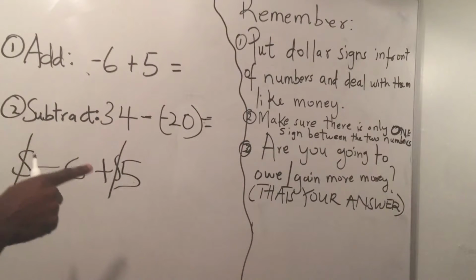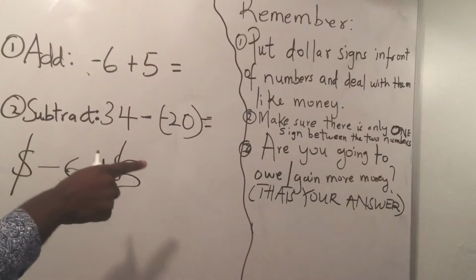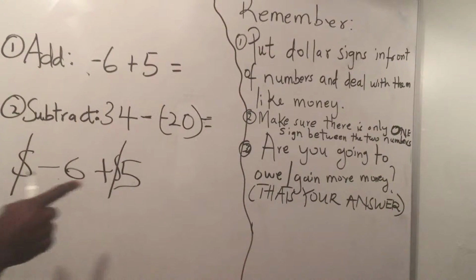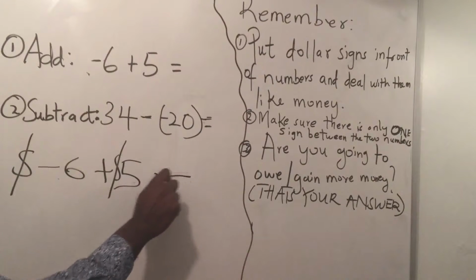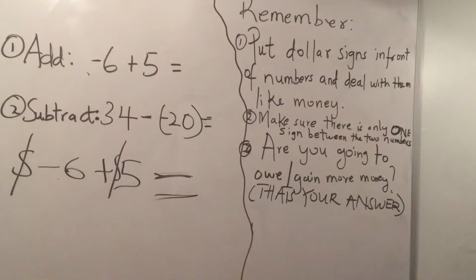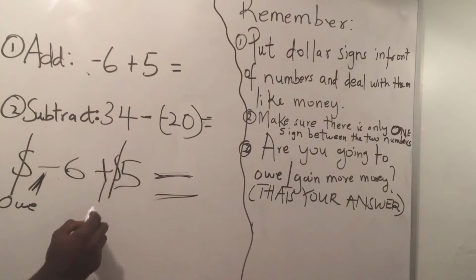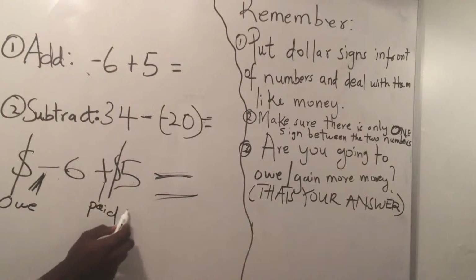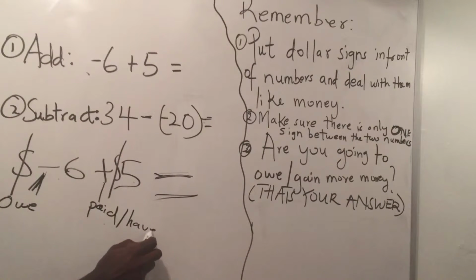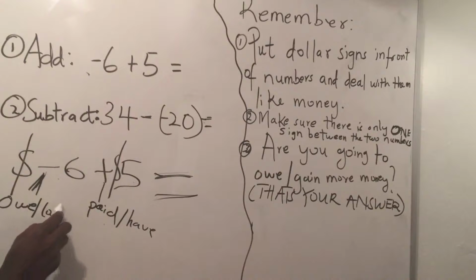Now, the third point is, are you going to owe or gain more money? And that will be your answer. And this is how you're going to check that third point. So this is how you read it. If you have a negative, the negative sign means you owe, since we're talking about money. Negative is owe. The positive means you paid. So negative is owe, positive is paid or you have.